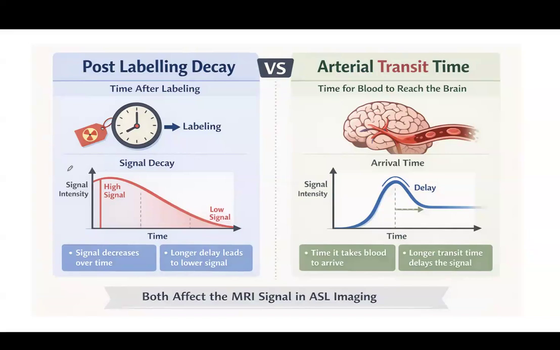To explain it in a better way, think of a railway. If I want to book a train ticket, and the train is scheduled at 4 p.m., 4 p.m. is the usual time where the train arrives. That is the post-labeling decay. But the train doesn't always come at 4 p.m. It can come at 3:50, or at 4:10, or 4:30. The actual time when it comes is the arterial transit time. But the usual time for it to come is the post-labeling decay.